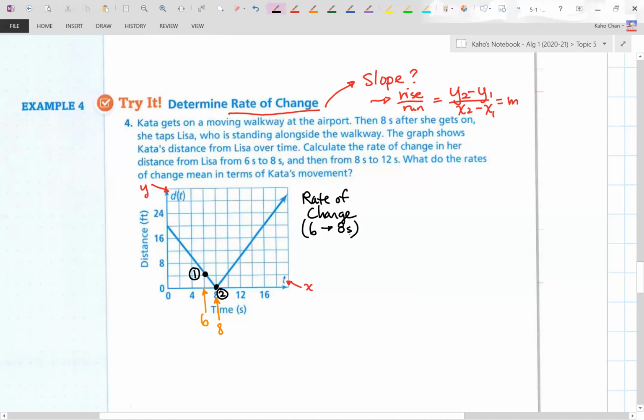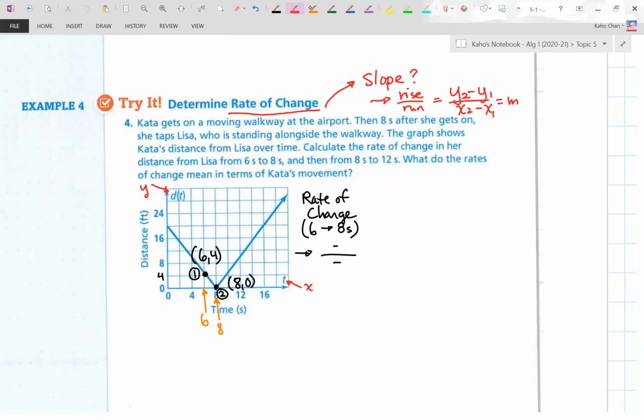Here we go. I'm using the formula up there. The coordinate points of those 2 points are 6, 4 for the first point, and it goes to 8, 0 for the second point. I'm going to plug those into there.